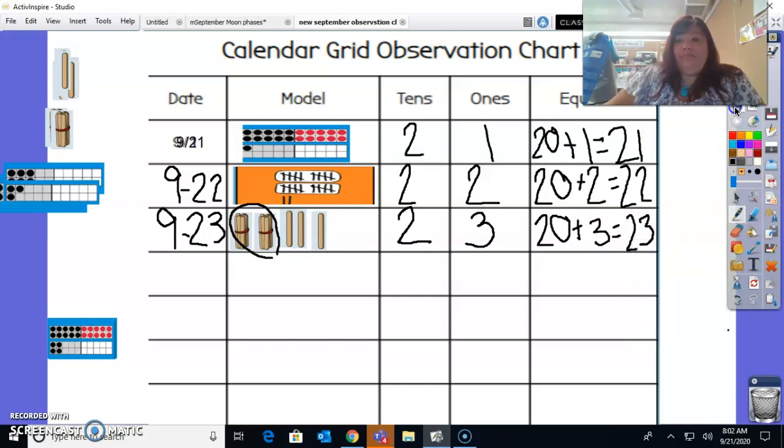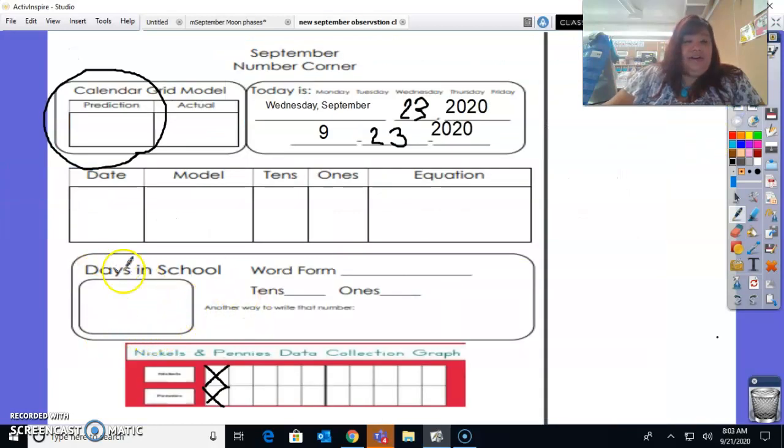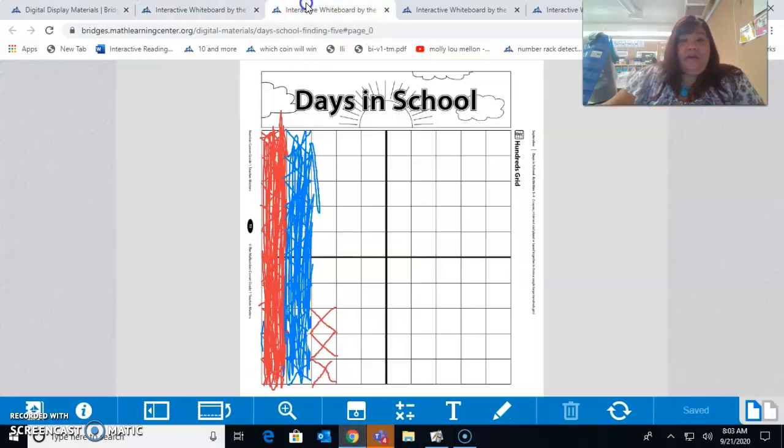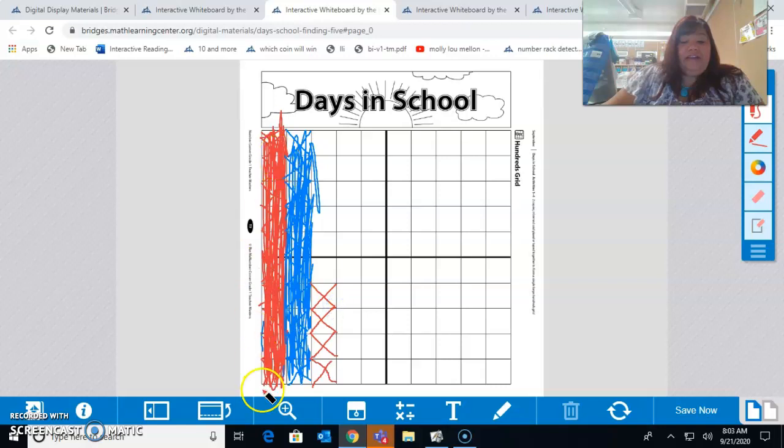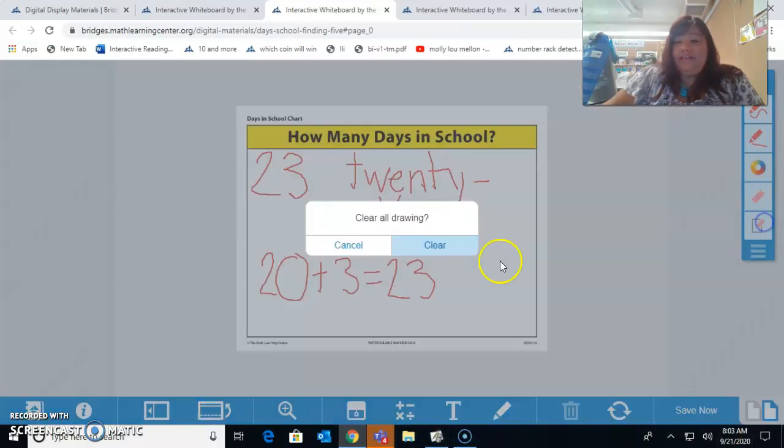All right, let's go back to our days in school. Okay, I'm gonna pull up ours. Yesterday was the 23rd day of school. Remember, don't confuse it with how many days in September. So we're gonna add another X. So we have 2 10s, whoops, sorry, 2 10s and 4 ones, and that makes 24. Let's erase this.